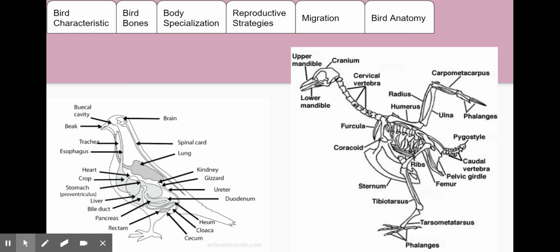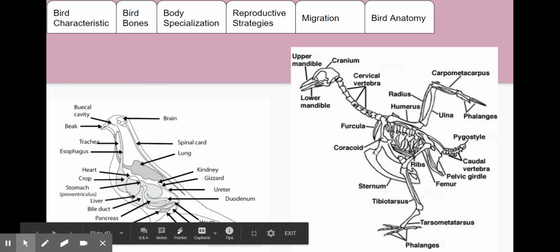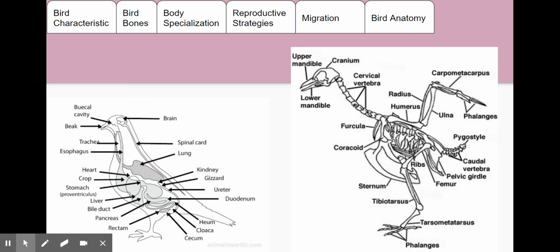Here's a couple of pictures of different types of birds. The left-hand side one has organs on it, and the right-hand side one has the skeleton of it. And you can see some of the bones are similar to us, but others aren't.